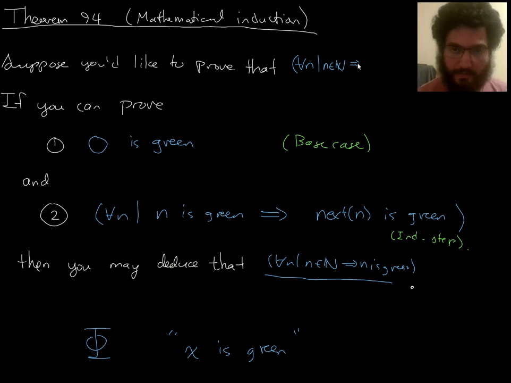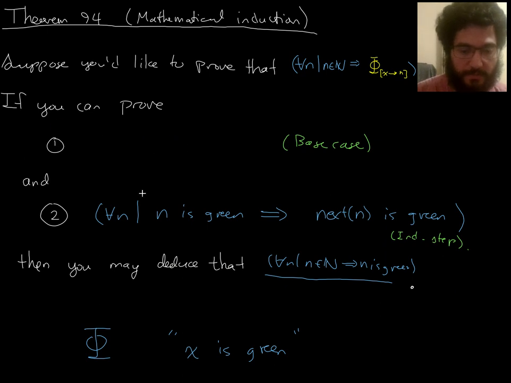So instead of "n is green" here, I'll put phi with x replaced by n. If I just put phi, it would be "x is green", which is not what I'm trying to say. And here I'll put phi with the x replaced by 0, right? Then this would say 0 is green.